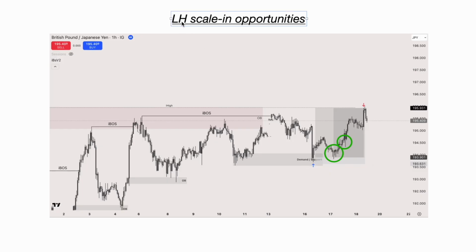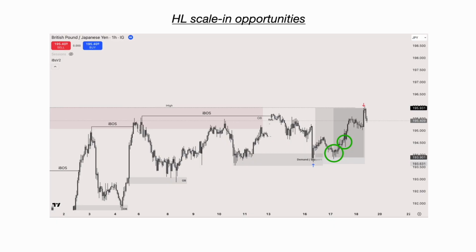And higher low scaling opportunities is right here. We see these sweeps of liquidity before we have those buying pressures. There's an entry here, we have another sweep of liquidity here where we can enter, and so those are entry points if we miss this first one.